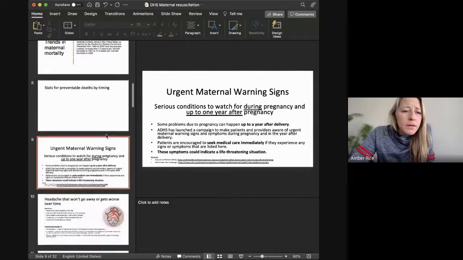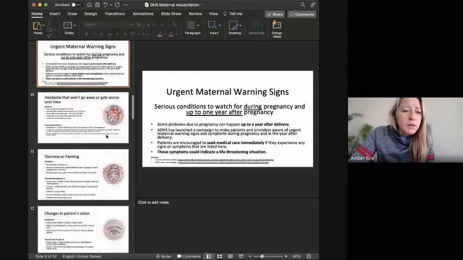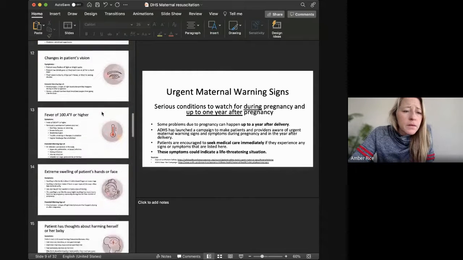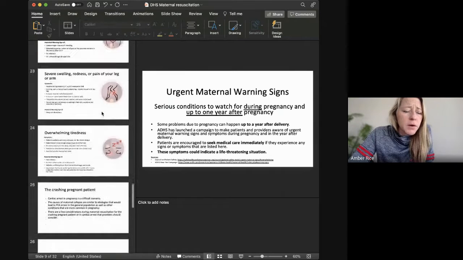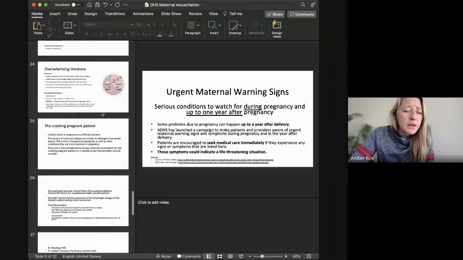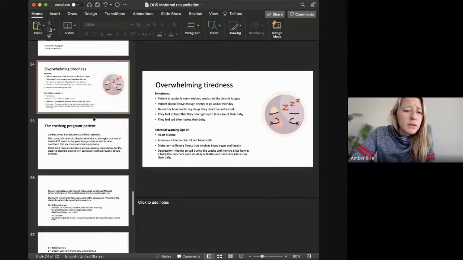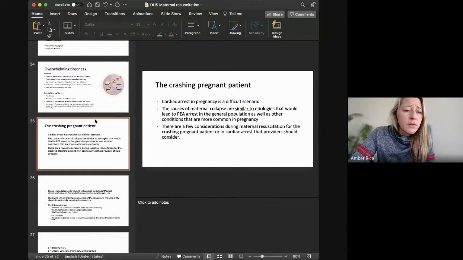Okay. Maternal signs. These are serious things. Okay, now this part was where we were a little bit stuck. So we had long tiredness. I don't know if I need like an introduction slide.